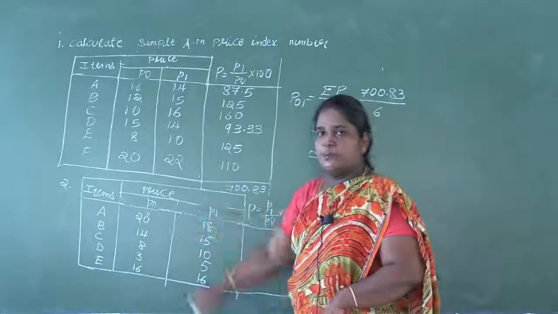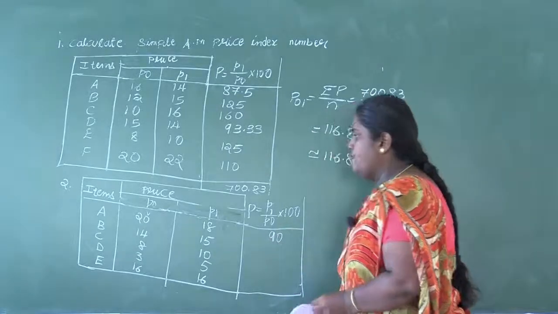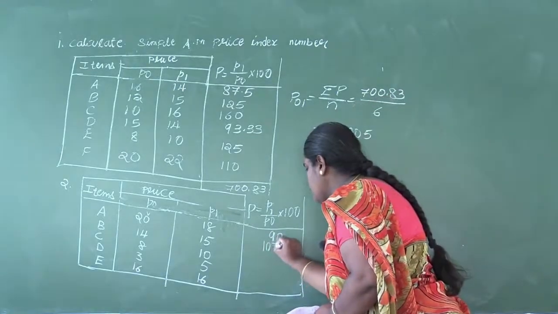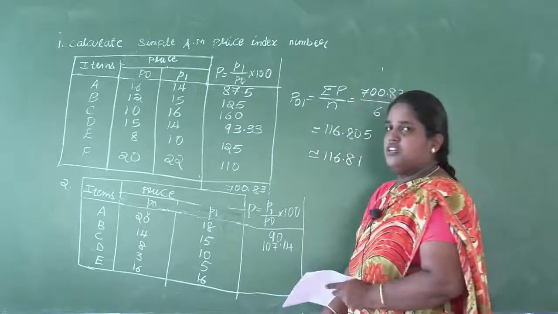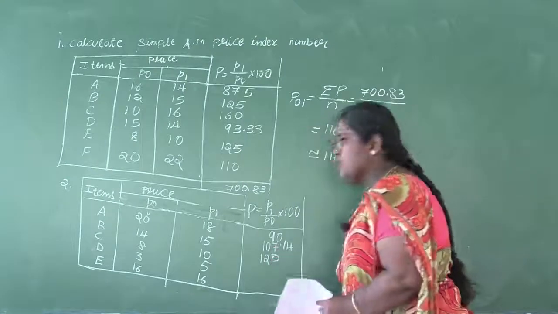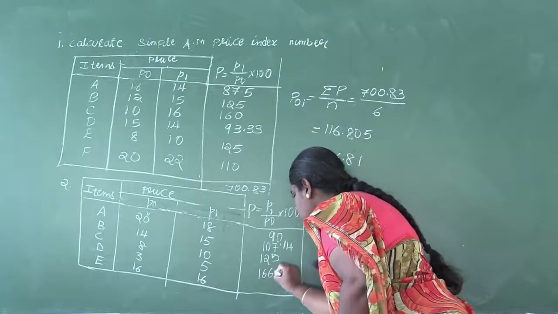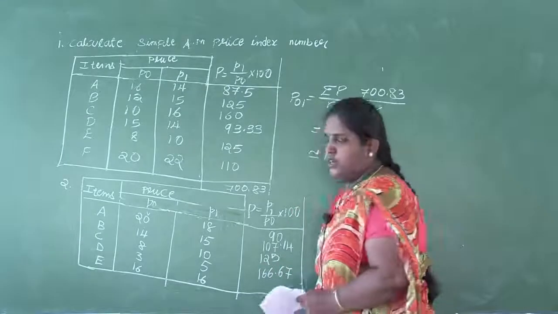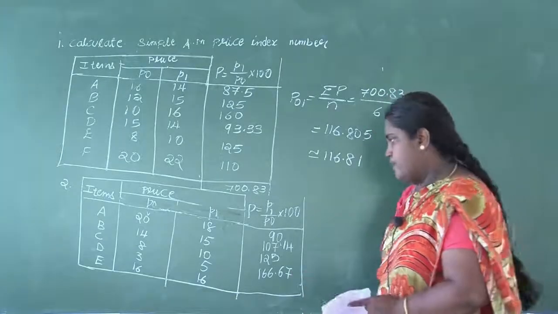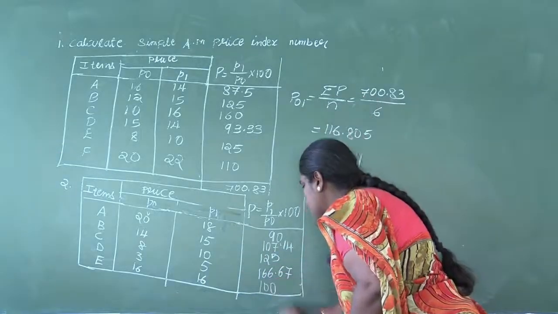So 18 divided by 20 into 100, which is 90. 15 divided by 40 into 100, 107.14. 10 divided by 8 into 100, 125. 5 divided by 3 into 100, 166.67. Again, it is a recurring number. The third number is more than 5, so I have taken it as 67. Next, 16 divided by 16 into 100, it is 100.